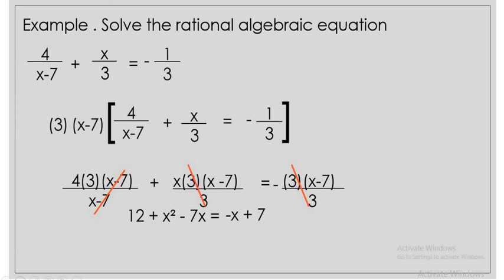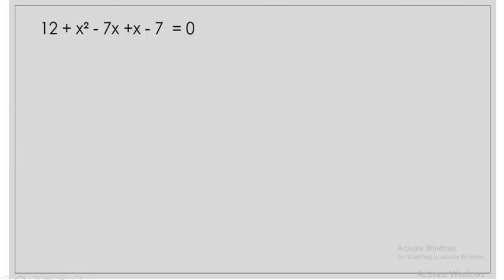Is equal to negative times x is negative x, and negative times negative 7 is positive 7. So to simplify, we have 12 plus x squared minus 7x. From negative x, it will become positive x when you take the additive inverse. Then from positive 7, it will become negative 7, and put 0 in the equation. So we have 12 plus x squared minus 7x plus x minus 7 is equal to 0.